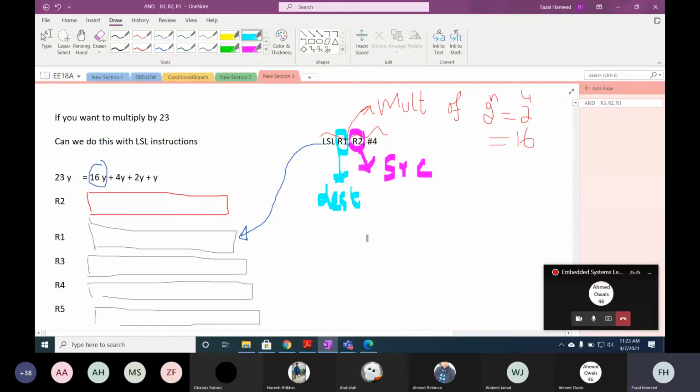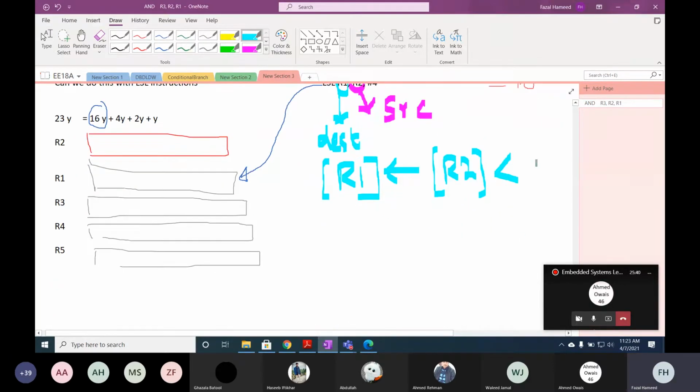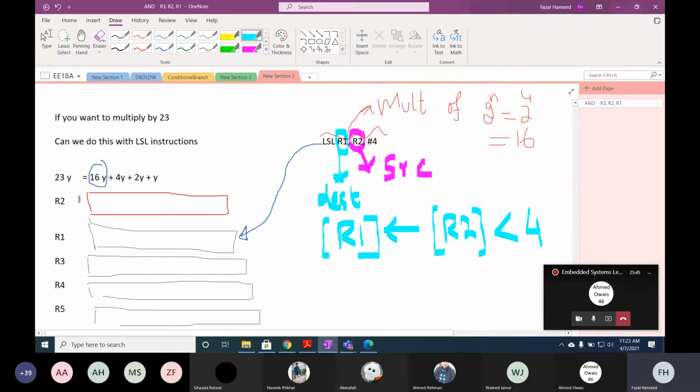So destination means that the contents of R1 will be equal to the contents of R2 left shifted by 4. This is the sign for left shift. So it means 4 zeros will be inserted. So what will be the contents of R1? Now tell me.